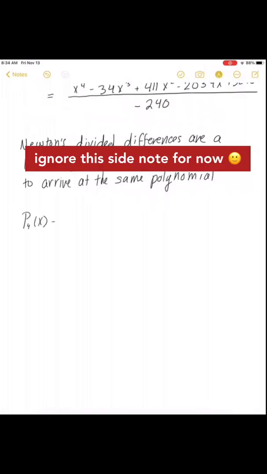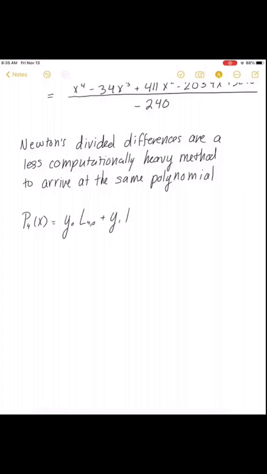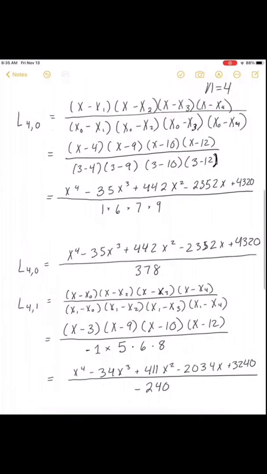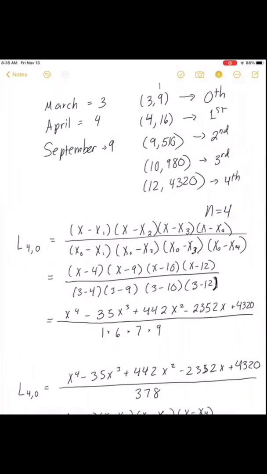P4 of x, which is y0 L40 plus y1 L41 plus y2 L42 plus y3 L43 plus y4 L44. So P4 of x ends up being, so the y values, and I'll just tell you the other L's. The y values, again, come from this other column here. So 9, 16, 5, 10, 9, 80, 4, 3, 20. So we only use the y values when we're computing the final polynomial. We don't use them to find the L's.